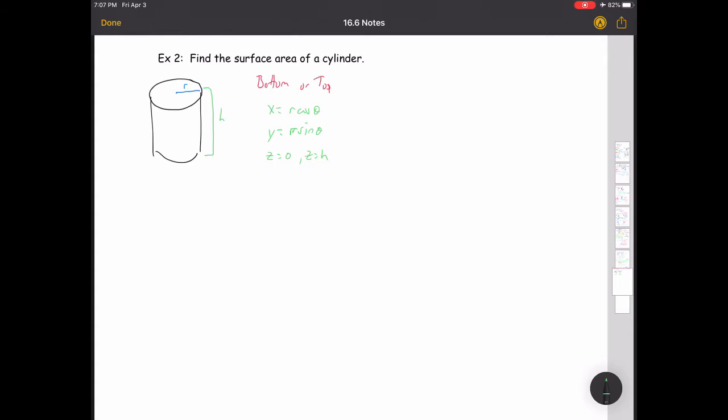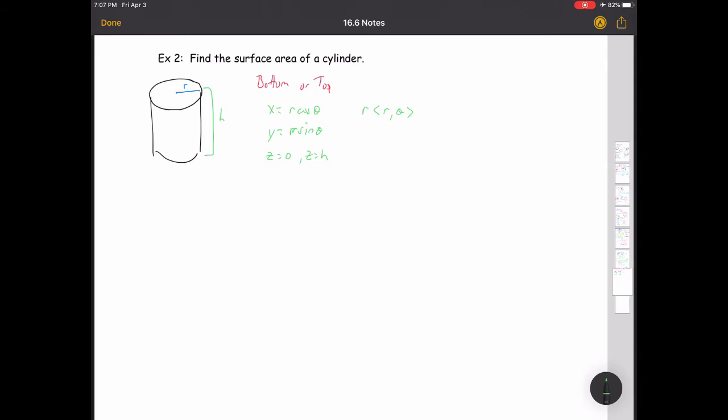So we're going to go ahead and parameterize this. Now remember that 0 and h are constants, so they are not going to affect anything. Let's go ahead and write out r, and it's going to be r of r and theta. The two r's stand for different things. The outside r means it's the vector function, and the inside r means it's the radius.